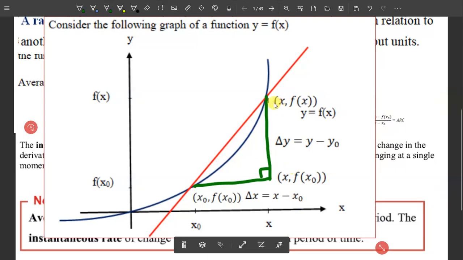Now, this red line that intersects the graph of this function, the blue curve, is known as the secant line.